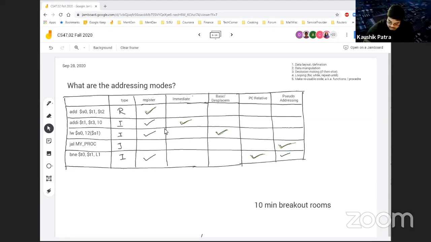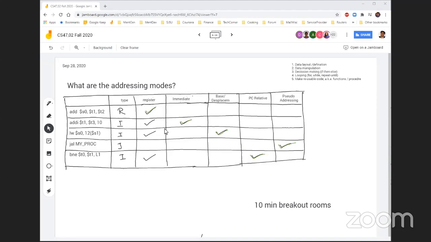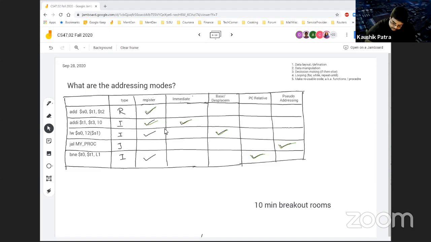Okay, all right. So what I say is, this is correct because it is accessing the register. It is both reading the register T3 and the immediate field. So both addressing modes are applied to this instruction, and it's also writing back to the register.